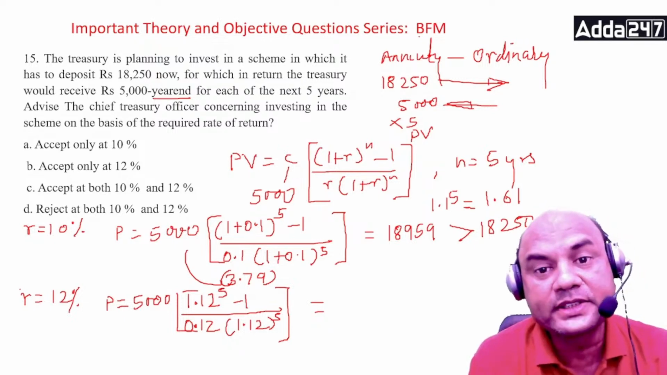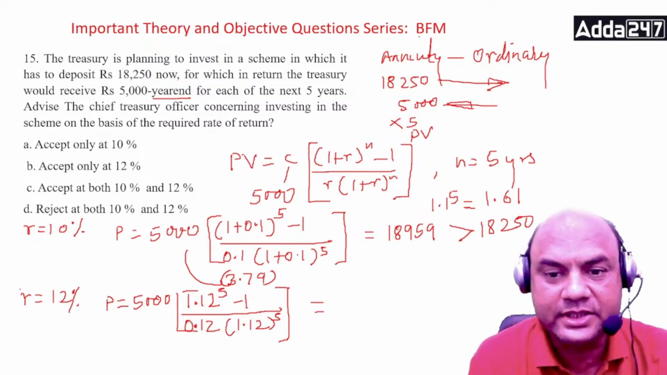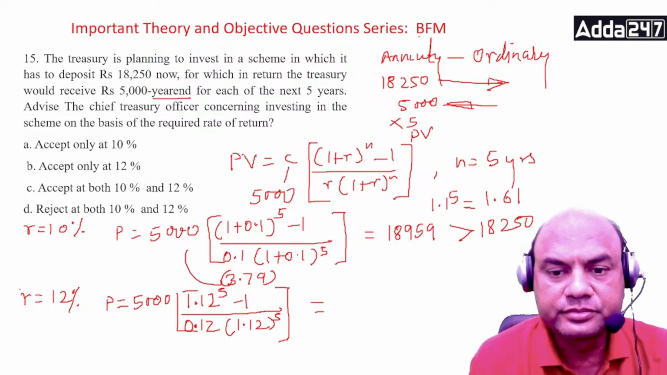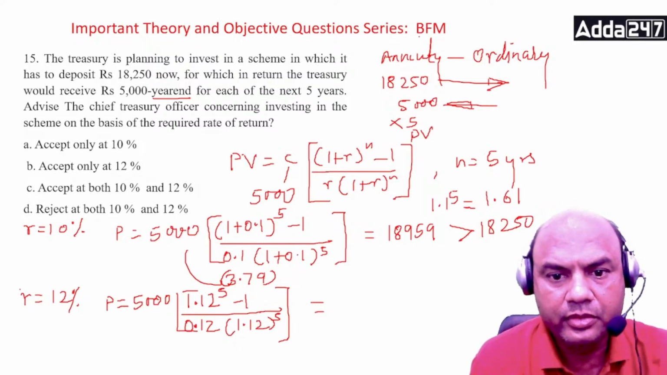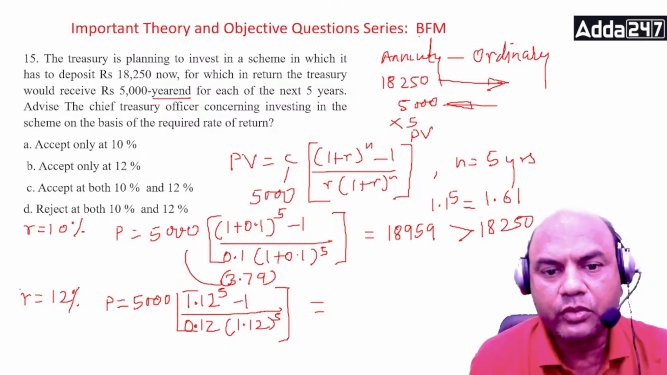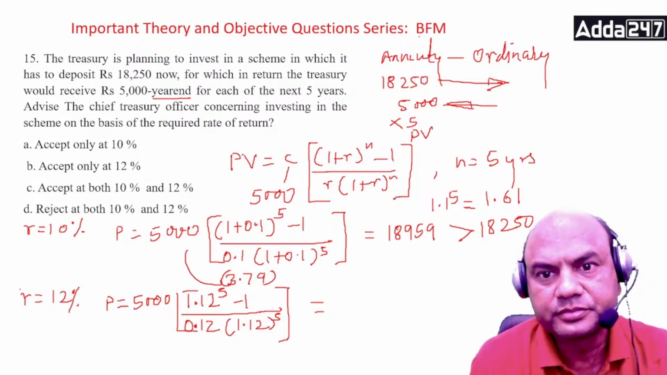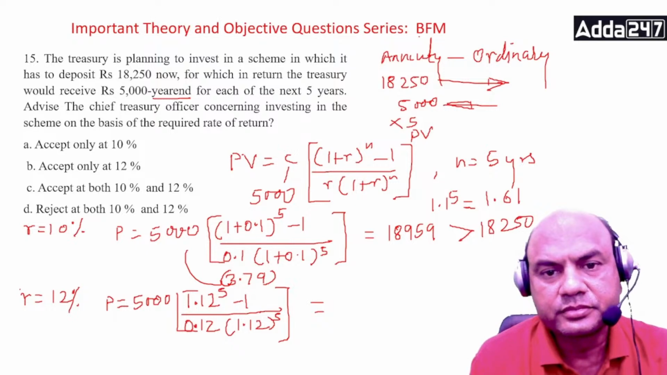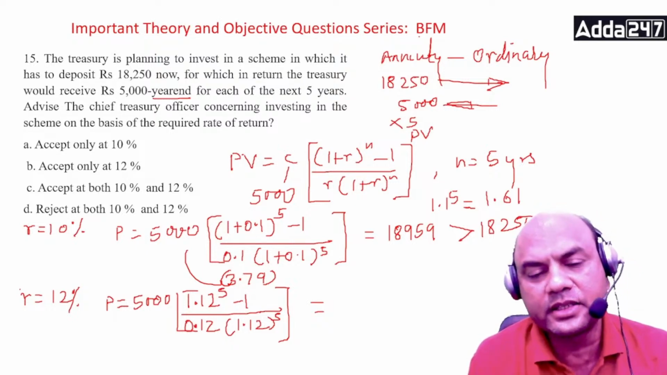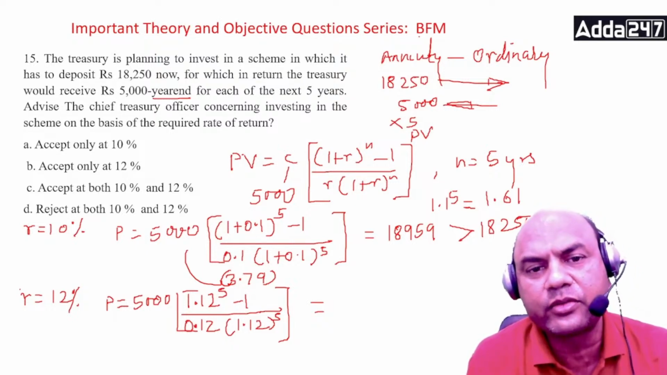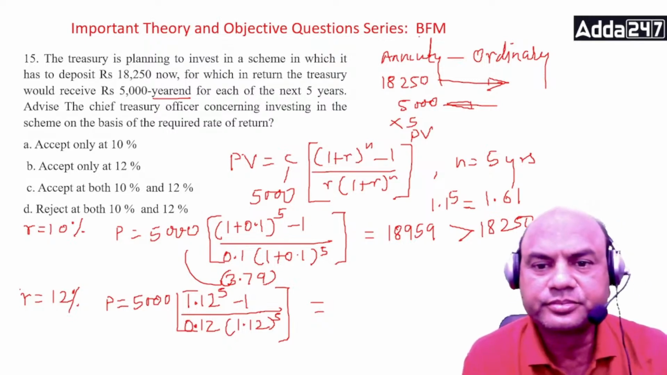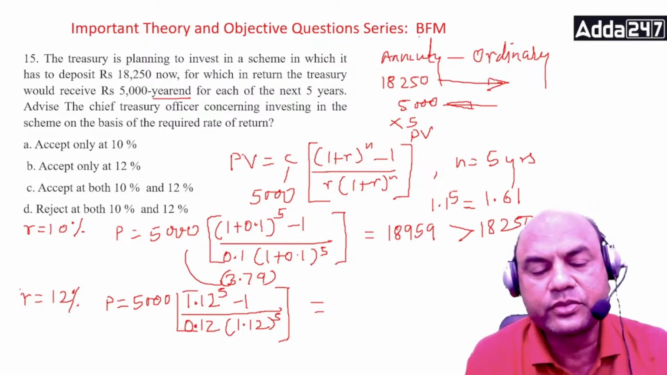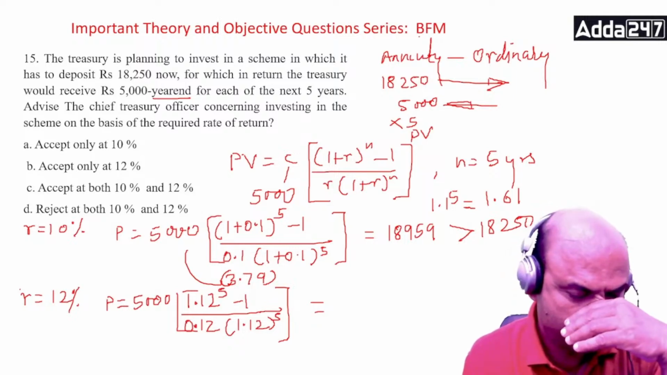So 1.12 raised to 5, how much are you getting? 1.76, right? What is the answer? Are you getting the answer? Let me see first in the comment section. If I give you the answer, everyone will get the same. Let me see how many of you are getting this.